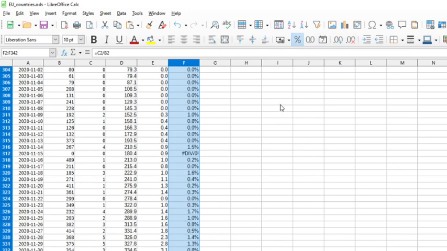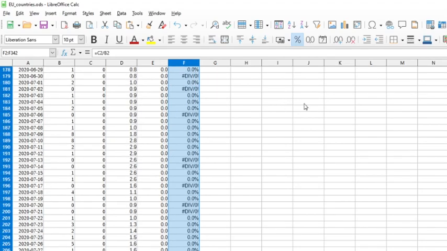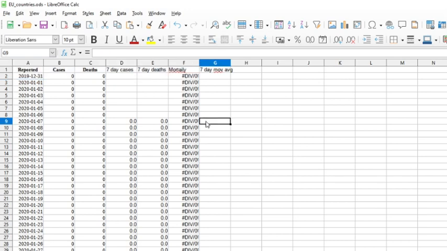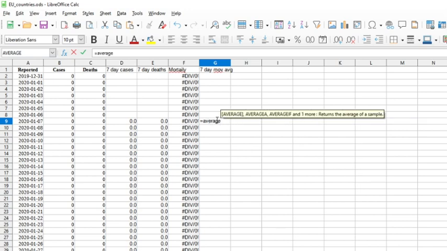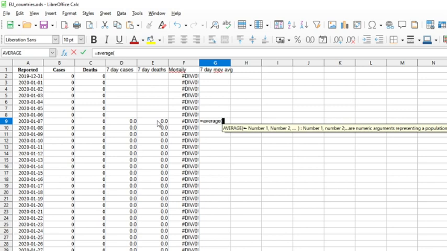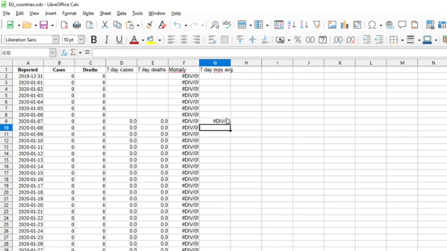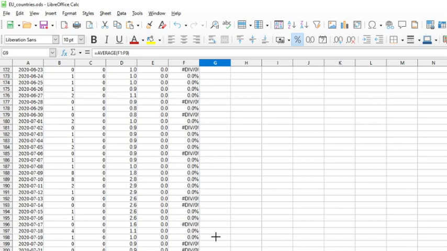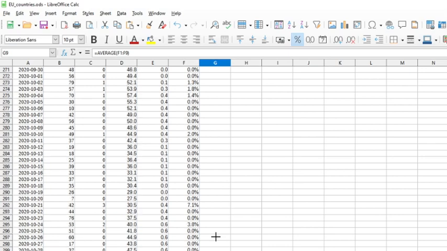Let's do a save here. Now let's come back over here. Come down here. Now, of course, this part here doesn't make any sense. Anyway, let's come back down here and let's calculate the 7-day average for mortality rates.